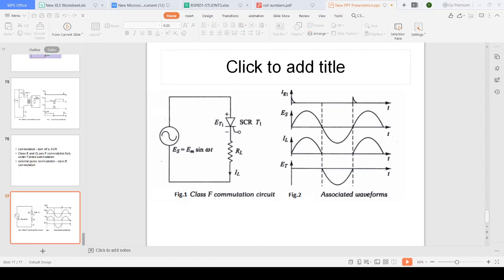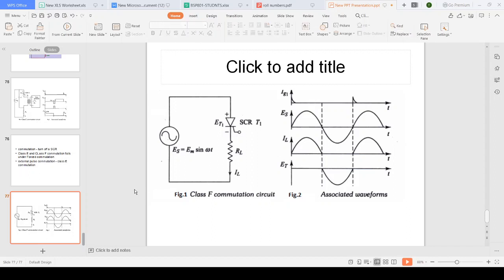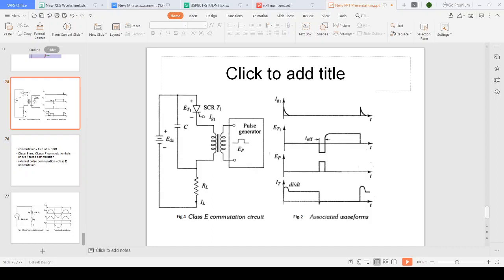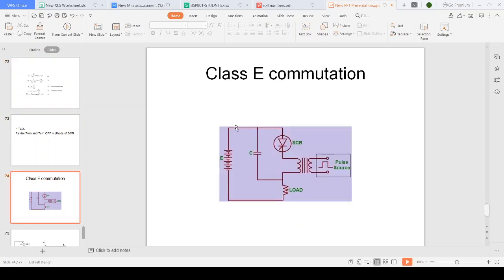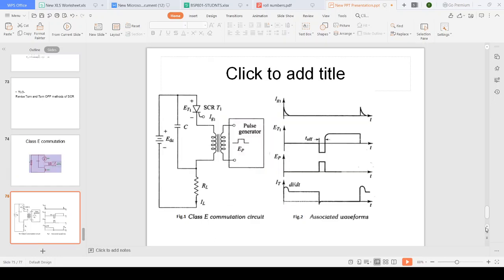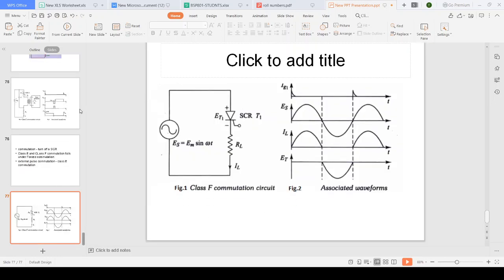Now, in summary, we can revise both the commutation methods, class C and class F. These are the simplest commutation methods we have seen till now. You have to draw these two diagrams for class C commutation and class F commutation. By using these two commutation techniques, we can turn off an SCR.